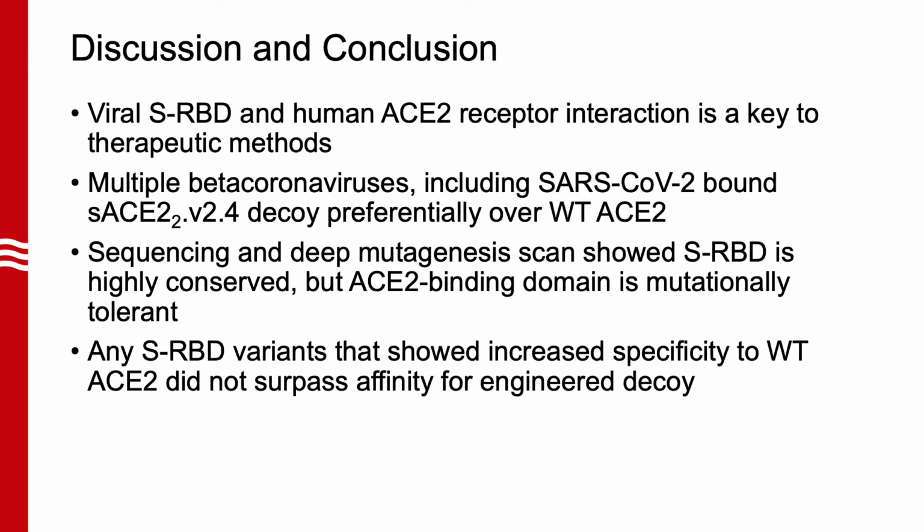So this work makes very apparent that controlling the interaction between the viral spike RBD and the ACE2 receptor is vital to further therapeutic methods of controlling SARS-CoV-2. Across multiple different existing beta coronavirus strands, the designed soluble decoy receptor showed tighter binding affinity and increased binding preference as opposed to the wild-type soluble ACE2 receptor.